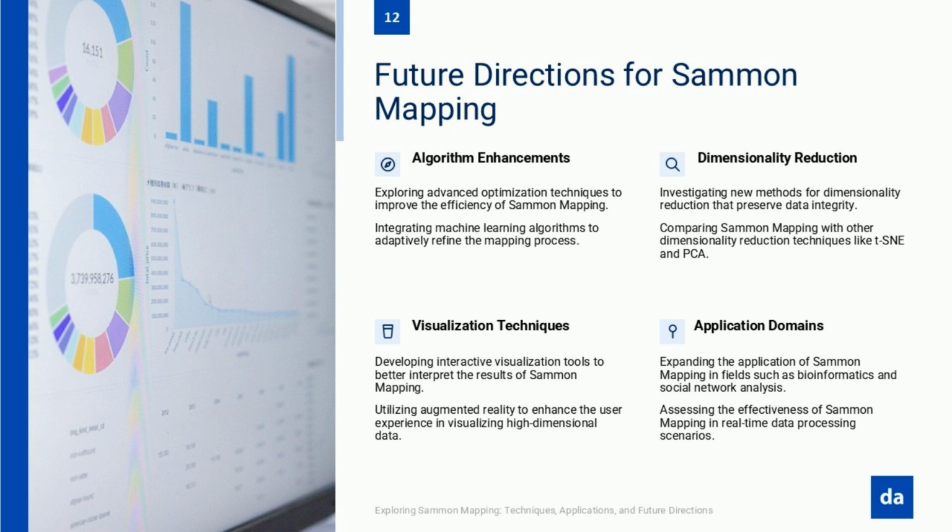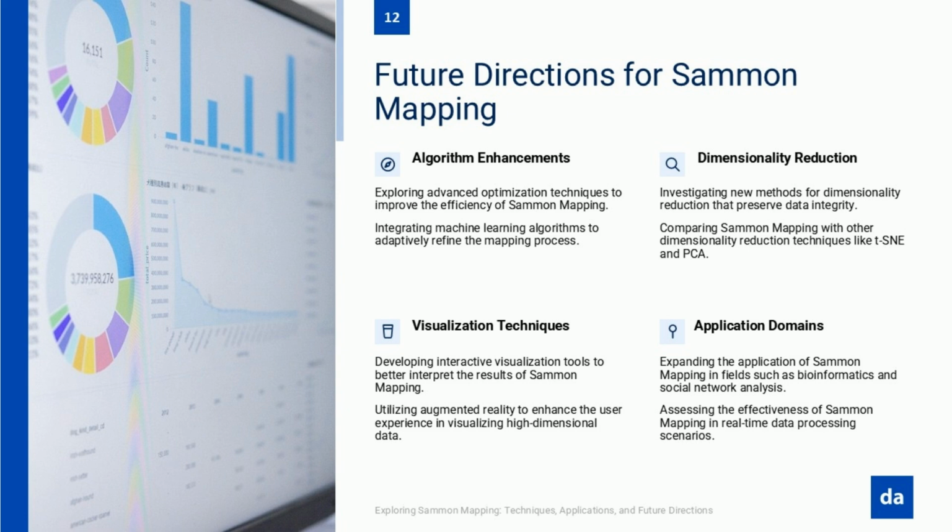Additionally, deep learning integration is an exciting frontier. By embedding Sammon mapping into neural networks, researchers could develop models that learn optimized lower dimensional representations in an end-to-end manner. This could be particularly beneficial in fields such as bioinformatics, where high-dimensional genetic data needs efficient feature extraction for classification tasks.